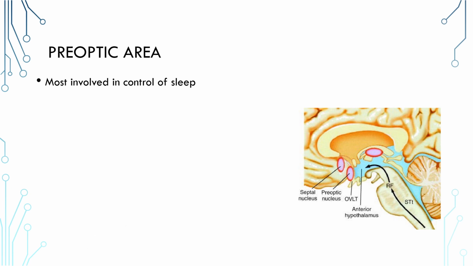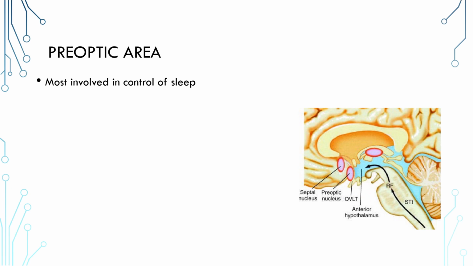Now let's look at a particularly important brain area. This is called the preoptic area. Here we see it's more toward the bottom of the brain, at the base of the brain, which again makes sense because sleep is one of the most basic functions, so it makes sense that it would be in the lower brain region.